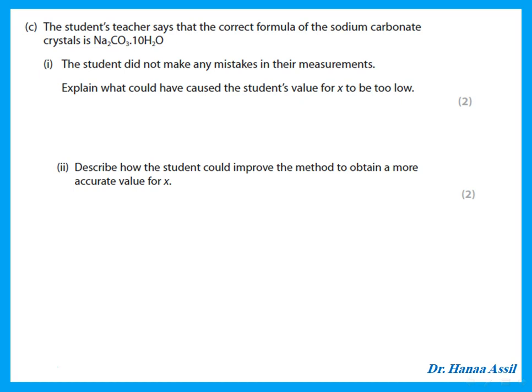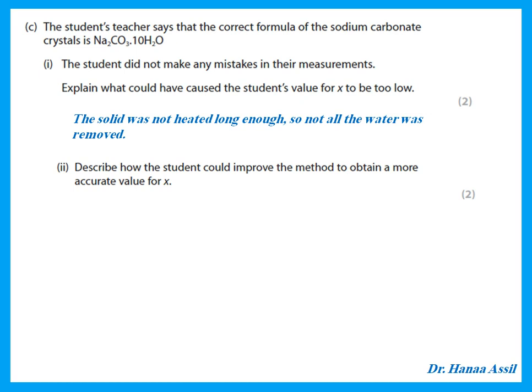The student's teacher says that the correct formula of the sodium carbonate crystals is actually 10 water. The student did not make any mistakes in their measurements. Explain what could have caused the student's value for X to be too low. Remember that I am supposed to heat to get rid of all the water in order to be able to calculate the amount of water. So probably what happened is the solid was not heated long enough, so not all the water was removed.